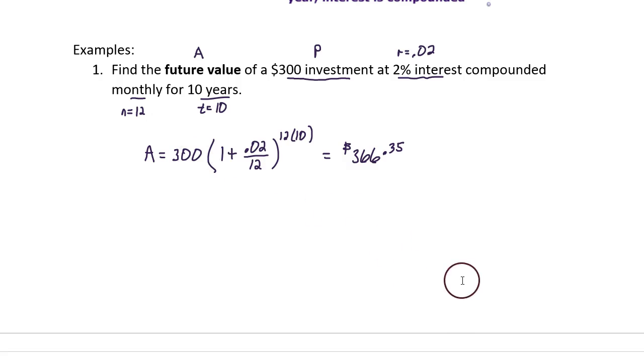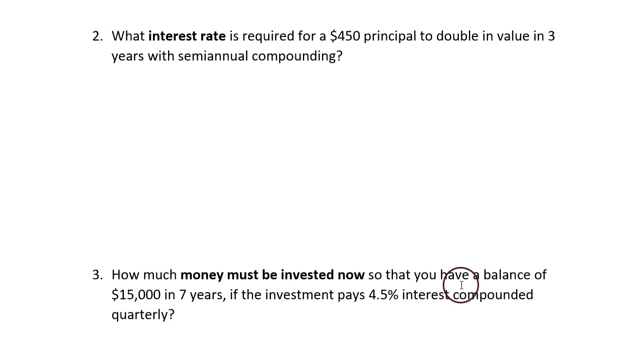Let's take a look at our second example. What interest rate is required? So the thing we don't know is the letter R. For a $450 principal, that's P, to double in value. So if we start with $450 and we want it to double in value, that's when A is $900. When it says 3 years, that's the value of T, and semi-annual compounding means twice a year, so N is equal to 2. Let's make our substitutions.